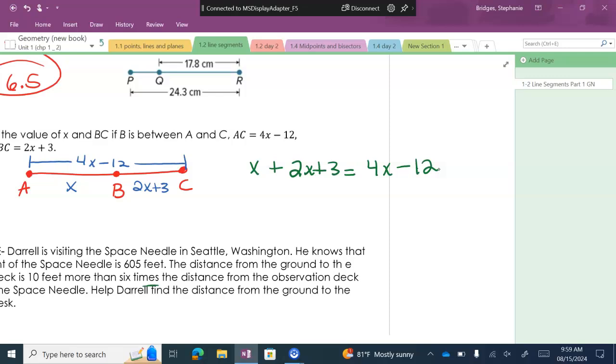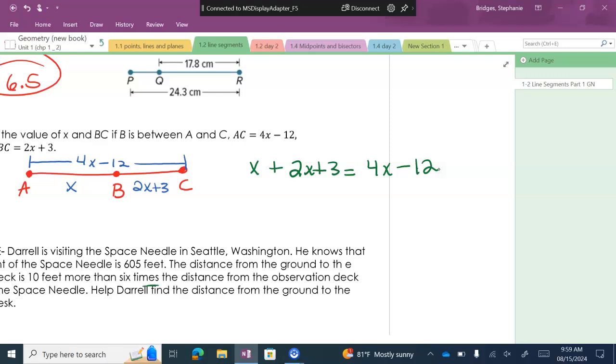Now, to jump the fence, I have to do inverse operations, which means I have to do the opposite of what it is. I want to get my x's together. I usually do that first. Okay, doesn't mean you have to do it first. What's my smaller x? 3x. So how would I take this 3x and get it over here with this 4x? Subtract. Okay. It's jumping the fence by doing the opposite.